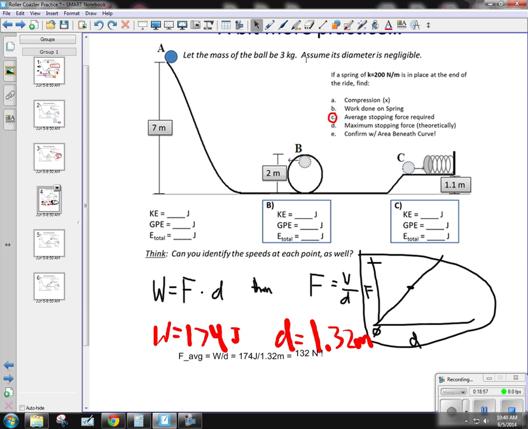It's just a 3-kilogram ball, right? It's like one of those children's bowling balls, or the smaller bowling balls that you would go at an alley with, maybe. So we found the average stopping force. It's actually very easy to find this maximum stopping force because since this is linear, the average is only halfway. So the maximum would be twice that. That's 264 newtons.